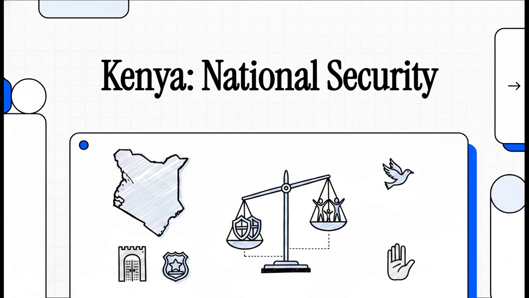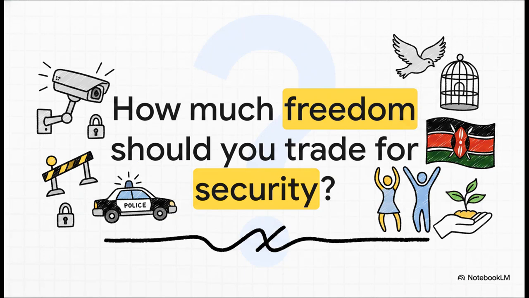Let's break it down. Picture this scenario for a second. The government comes out and says, hey, we need more power to keep you and your family safe. We need more surveillance, more security checks on the roads, maybe some restrictions on movement. Would you support that? I mean, every Kenyan wants safe neighborhoods, safe businesses, safe schools, right? But who makes sure those new powers aren't abused?